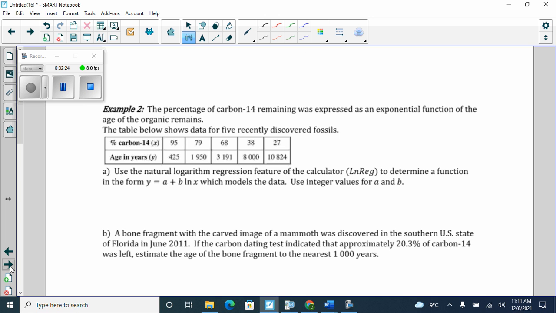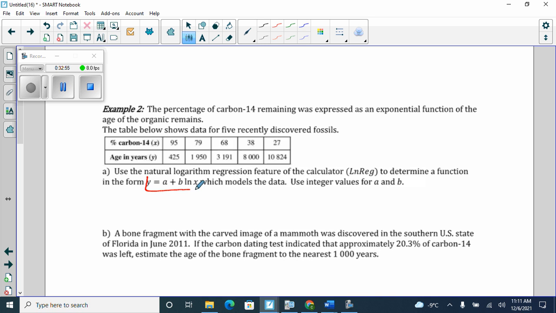What's this one? The percentage of carbon-14 remaining was expressed as an exponential function of the age of the organic remains. The table below shows the data for 5 recently discovered fossils. So the percent of carbon-14 and the age in years. And it tells you this is X and this is Y. Use the natural logarithm regression. So now which one are we going to pick? Not 0, but 9.